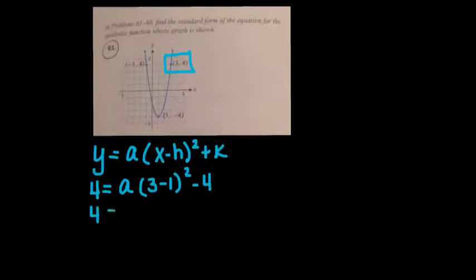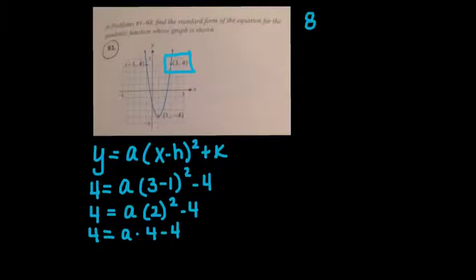Doing so gives me 4 equals a times 3 minus 1 is 2 squared, minus 4. If I square that 2, I have 4 equals a times 4 minus 4. I'll add the 4 to both sides, which gives me 8 equals a times 4. Divide both sides by 4, and I'm left with 2 equals a.